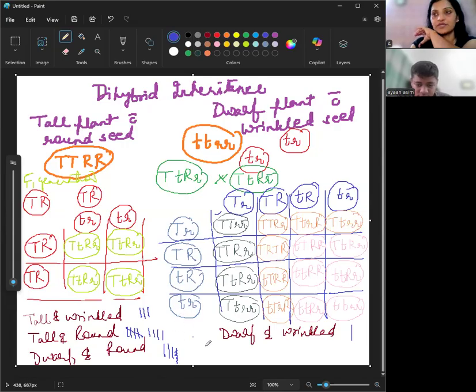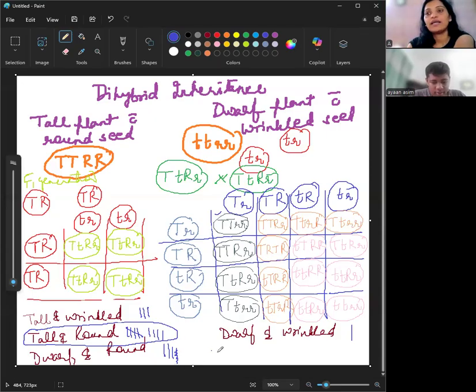Now the ratio that comes up, we'll take this to be the first one because this is the most frequent. So I'll have the ratio 9 is to 3 is to 3 is to 1. This one is the extreme, both the dominant traits. One is your both recessive traits. And in between, the 3 and 3 are both combinations: either it will be dwarf and round or it will be tall and wrinkled. One will be dominant and the other trait will be recessive.